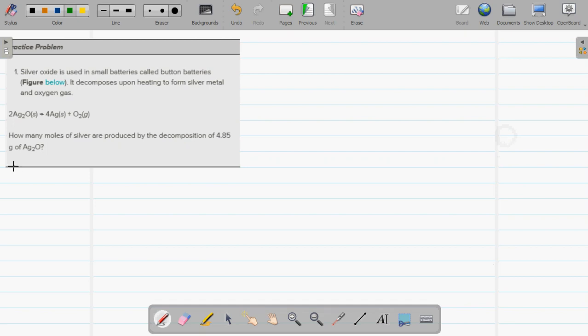So we have the problem. Silver oxide is used in small batteries called button batteries. It decomposes upon heating to form silver metal and oxygen gas. And they give us the equation, so that's part of our known. 2 moles of silver oxide produce 4 moles of silver metal and 1 mole of oxygen gas.